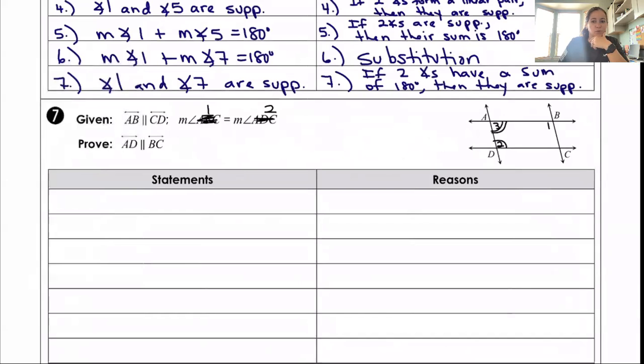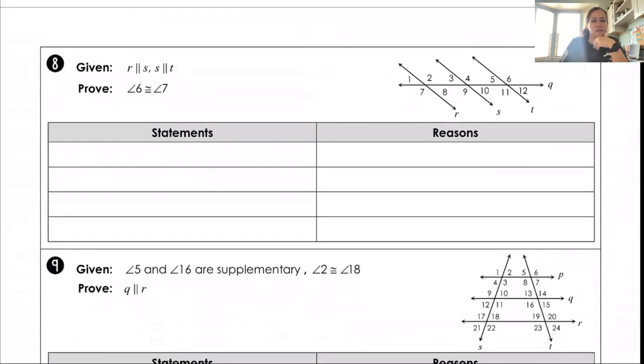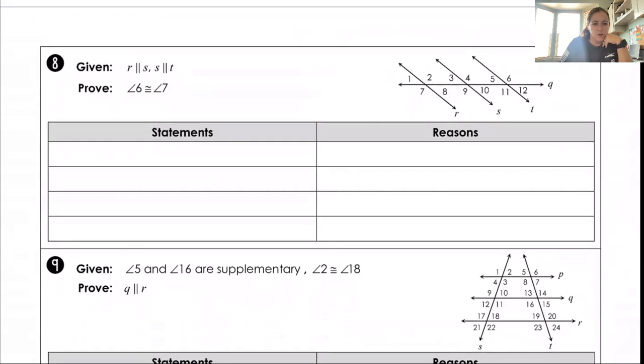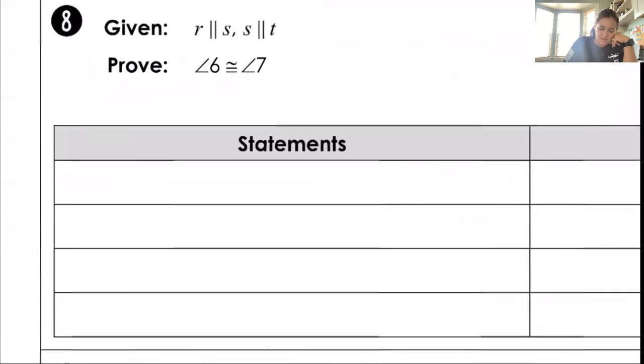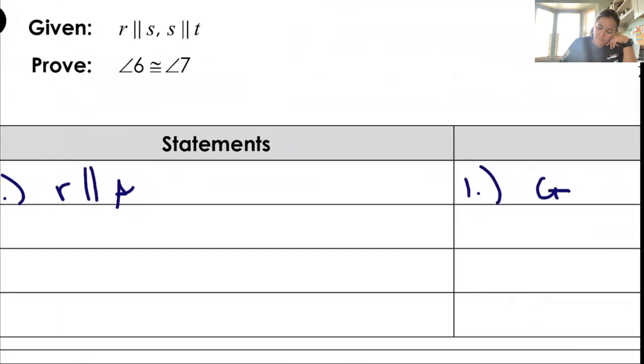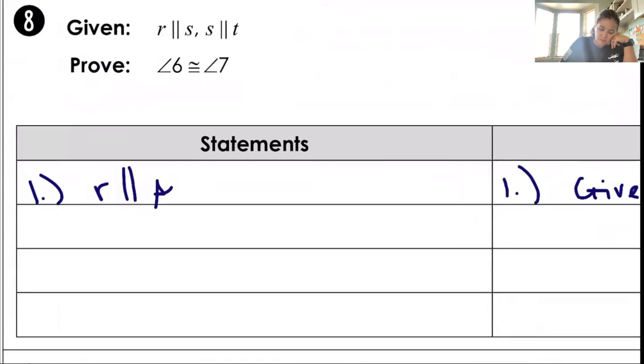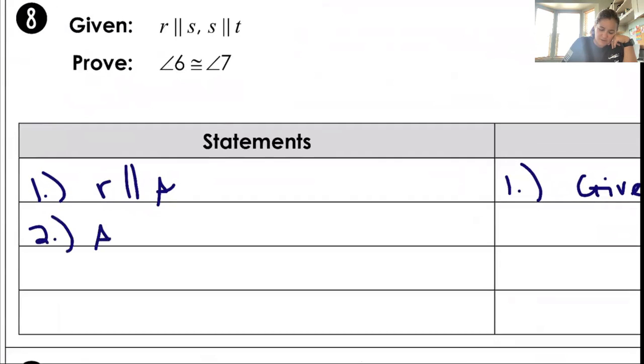Let's see. Oh, number 8's a good one. Let's take a look at number 8. So number 8, R is parallel to S. So I'll take a look at that in just a second. That's given. And we also know that S is parallel to T.